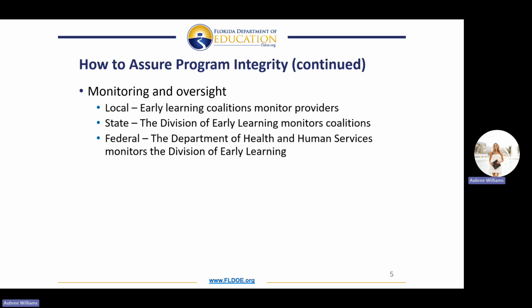How to assure program integrity continued. Monitoring and oversight. Local. Early Learning Coalitions monitor providers. State. The Division of Early Learning monitors coalitions. Federal. The Department of Health and Human Services monitors the Division of Early Learning. Monitoring includes desk and on-site reviews, quality assurance, and corrective action. We'll discuss this in more detail later during this orientation.